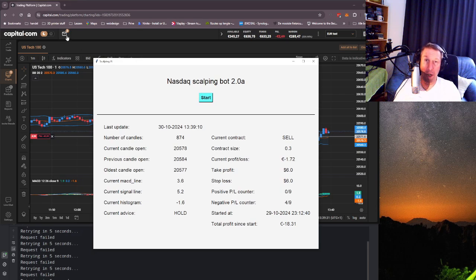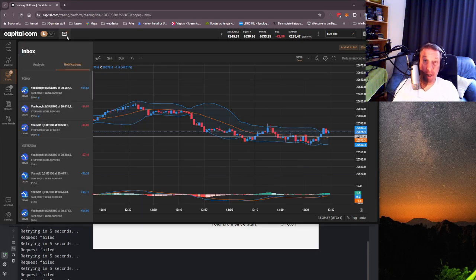I see already a 3 up here. So this means there is something going on. There was a stop loss at 9.9. There was another stop loss at 9.16. And there was a take profit at 9.40.